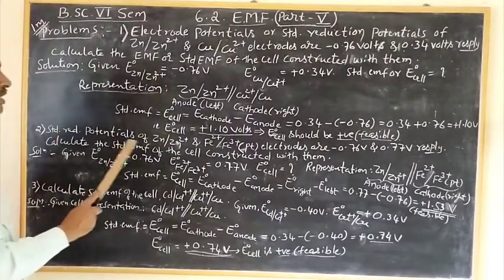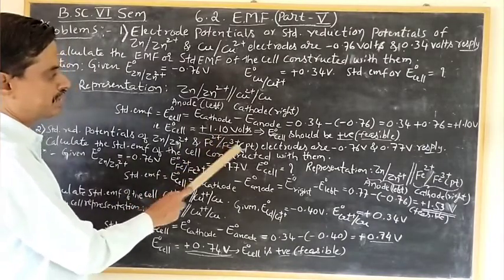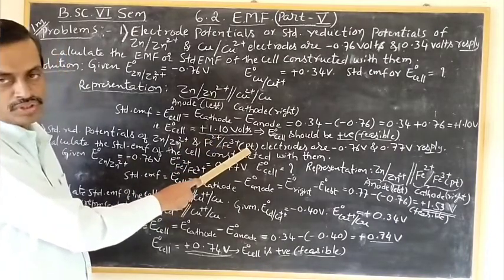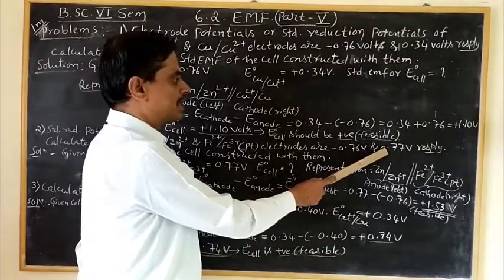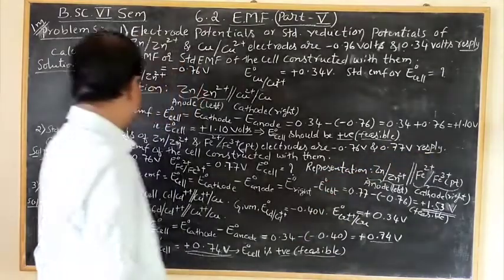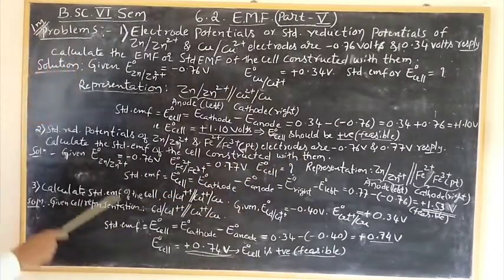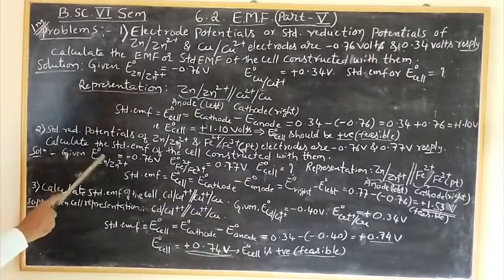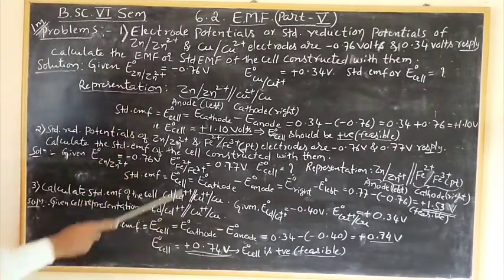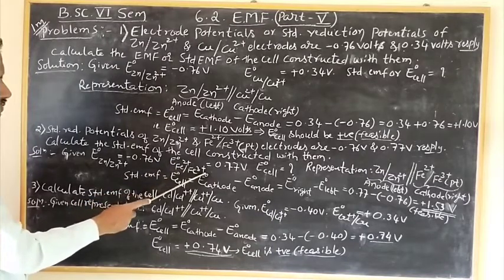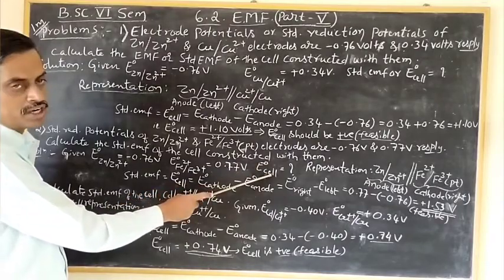Second: the standard reduction potentials of zinc bar Zn2 plus and Fe2 plus bar Fe3 plus, that is ferrous and ferric, in the presence of the inert electrode platinum, are minus 0.76 volts and plus 0.77 volts respectively. Calculate the standard EMF of the cell constructed with them. Write the given quantities: E0 Zn bar Zn2 plus is minus 0.76 volts. The previous problem is also similar. Here E0 Fe2 plus bar Fe3 plus, ferrous versus ferric, is 0.77 volts. You have to calculate the E0 cell or standard EMF.